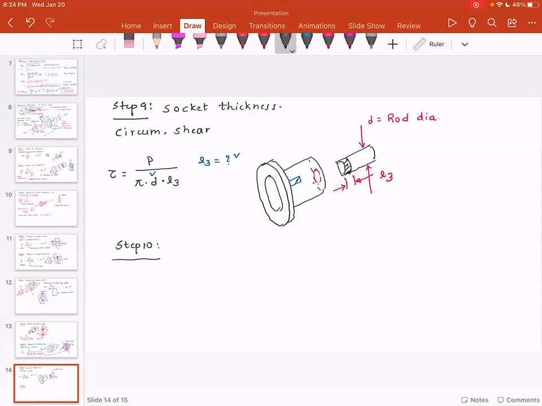Step 10 is spigot collar dimension. So spigot collar dia, design of spigot collar dia. And if you look at the way the spigot collar is designed, just to give you an idea where the spigot collar is, this is where the spigot collar is. So this is the spigot collar.